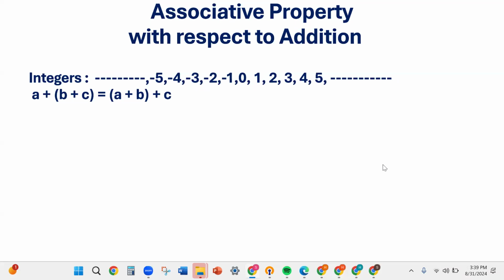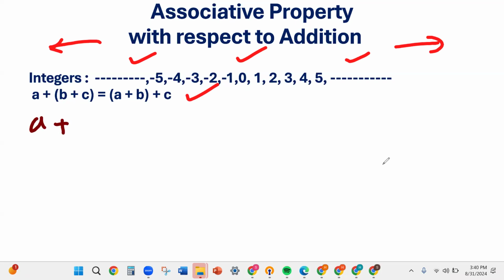Associative property with respect to addition. You have to check in the set of integers. Integers: -5 till 0 and +5, going till infinity, and this is going till negative infinity. 0 is included. Negative integers are included in this, and positive integers are also included. And this is the property. The property is A plus B plus C.